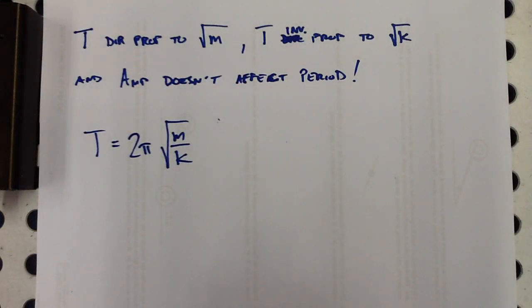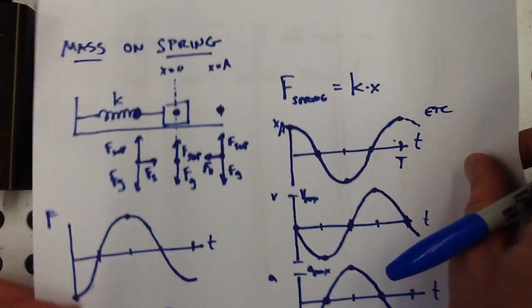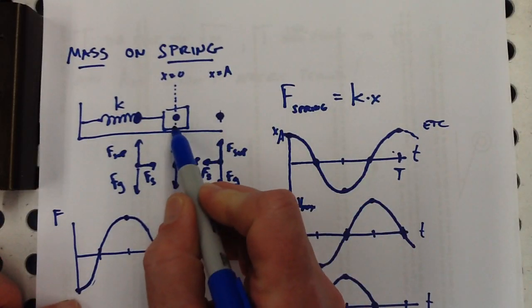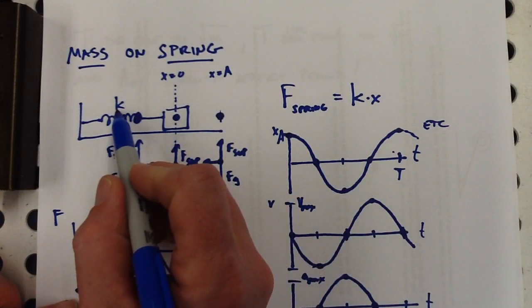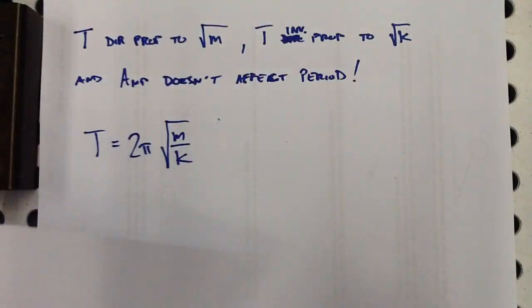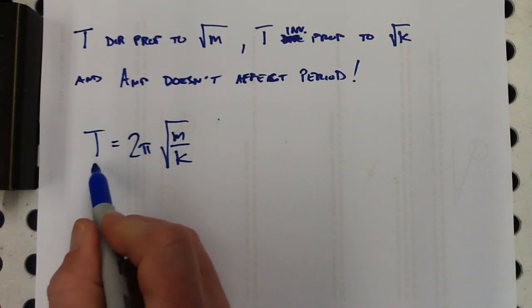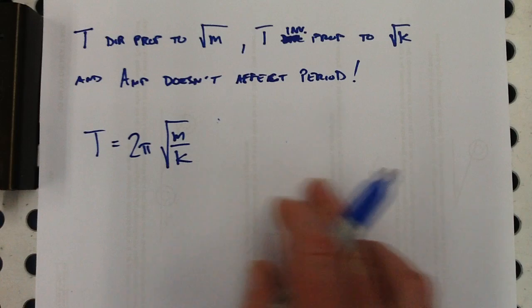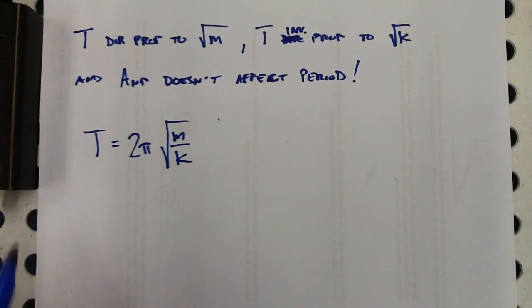So back to this situation here. If you know what the mass of our block is, and you know what the spring constant is, then you can say, okay, I can use this formula to figure out what the period is, how much time it will take to go through one full oscillation. And I do believe that that is all you need to know at this point.